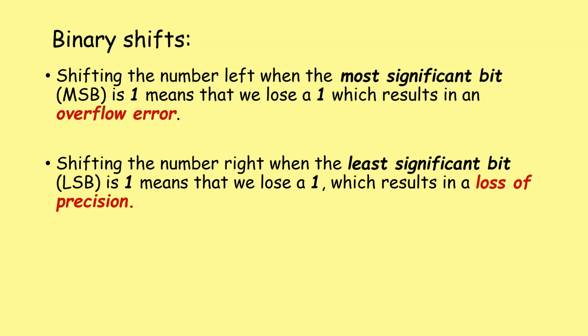Losing a 0 isn't important. We can lose the zeros, but when you lose a 1, because you're limited to those 8 columns, you're going to get an overflow error or a loss of precision, depending whether you're shifting left or right.